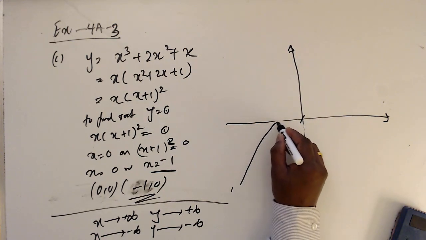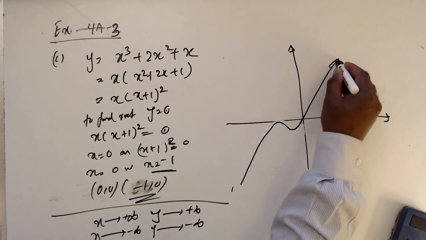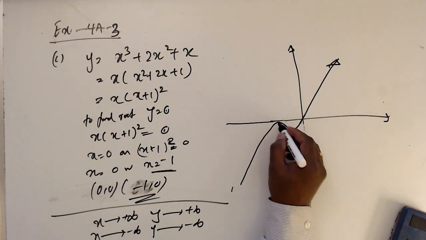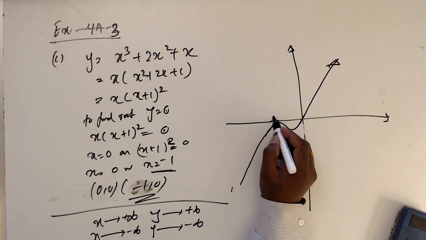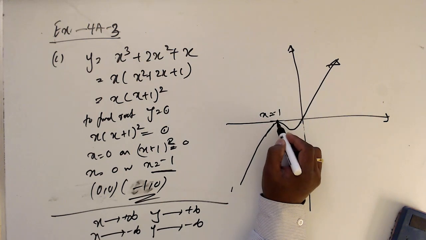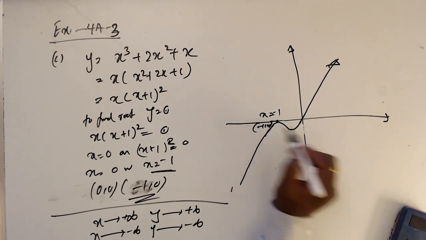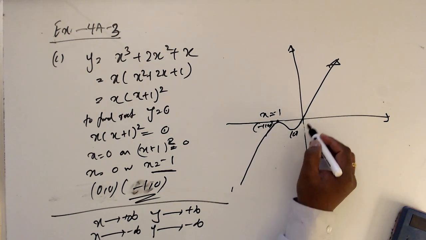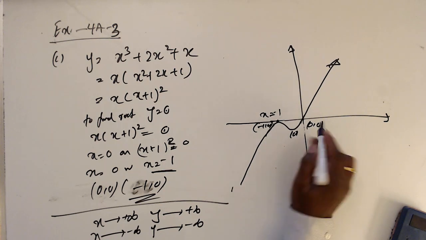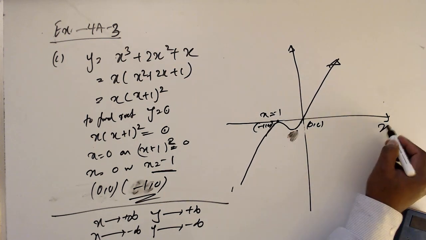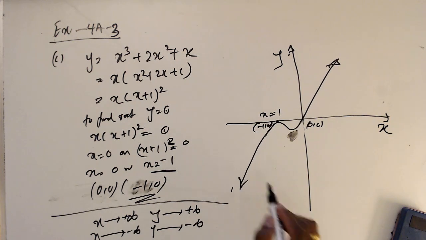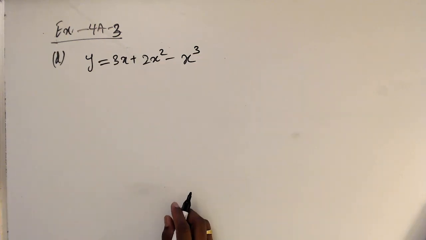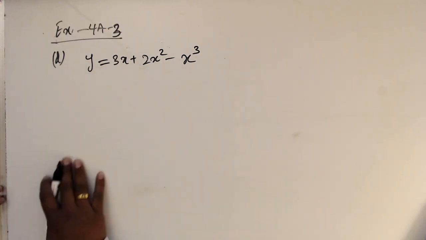Another try. X equal minus 1, the graph will touch. This is minus 1, 0, this is 0, 0, x axis, y axis. Question part D. So you can get an idea about this curve.